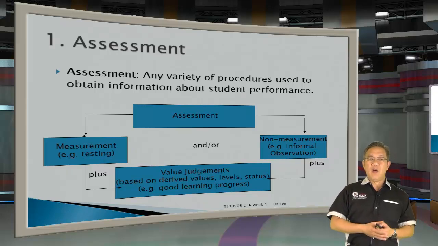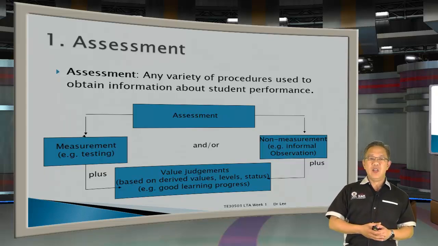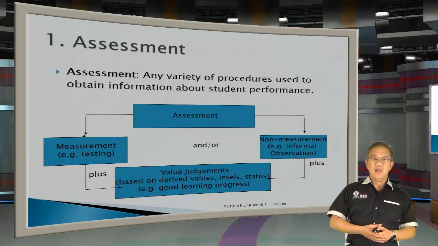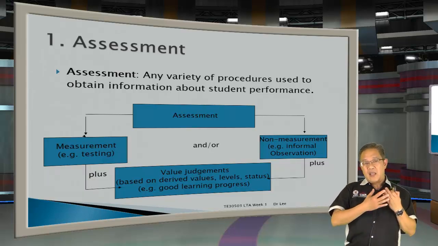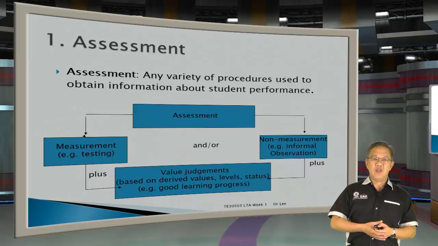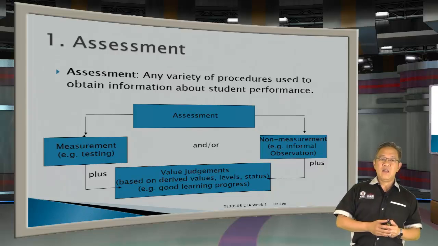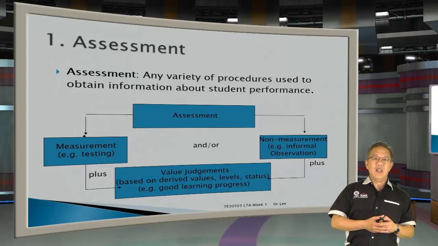For example, informal observation. So, using measurement and non-measurement procedures will allow you to gather enough information to make certain forms of value judgments. These value judgments will allow you to then assess a particular candidate or a student based on certain derived values, levels, or status. So, for example, you could say whether a particular learner has made good progress in learning or not.